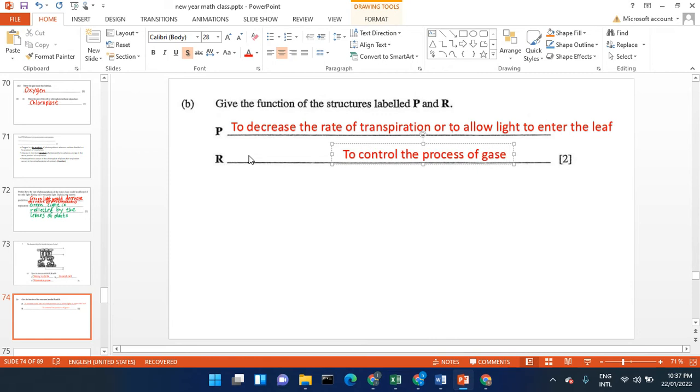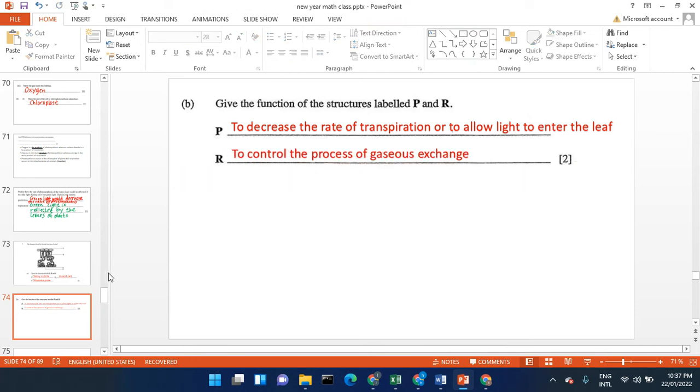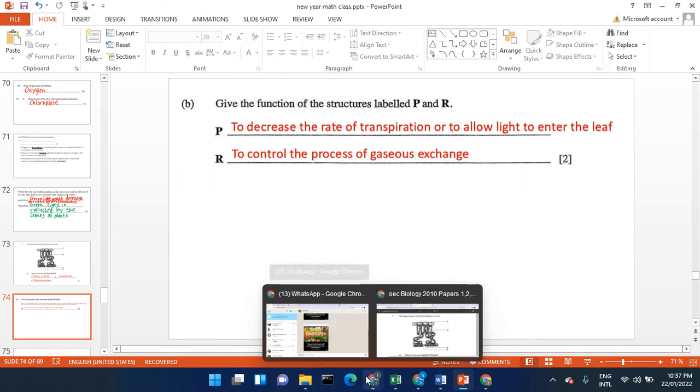So the function or the purpose of R is to control the process of gaseous exchange. That's the function of R. Okay, moving right along.